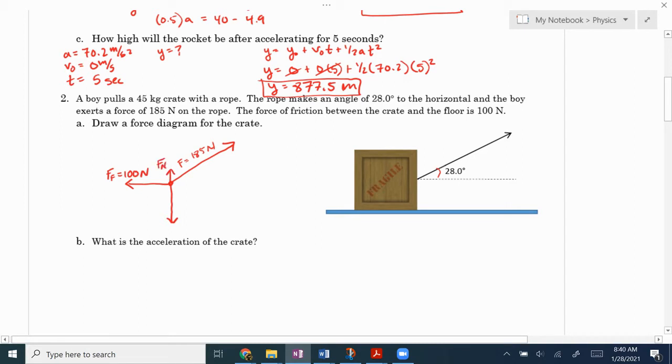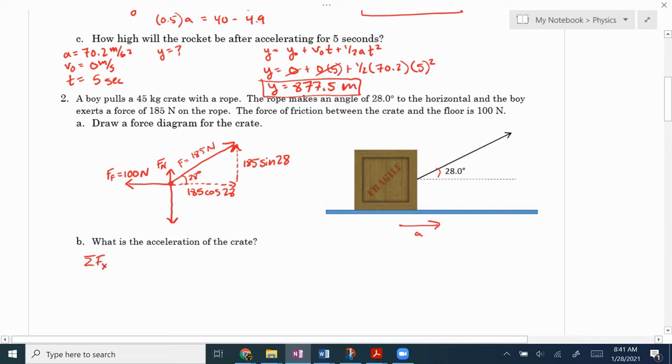Of course, the next thing to do is to break it into its x and y pieces. So we take that 185 newton force, which is at 28 degrees. The x piece is 185 cosine of 28, and the y piece is 185 sine of 28 degrees. So what is the acceleration of the crate? Well, it's going to accelerate to the left, right? We can imagine this situation. We know it's going to accelerate that way.